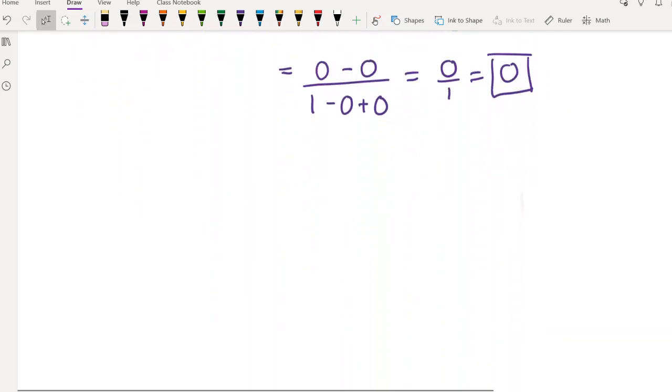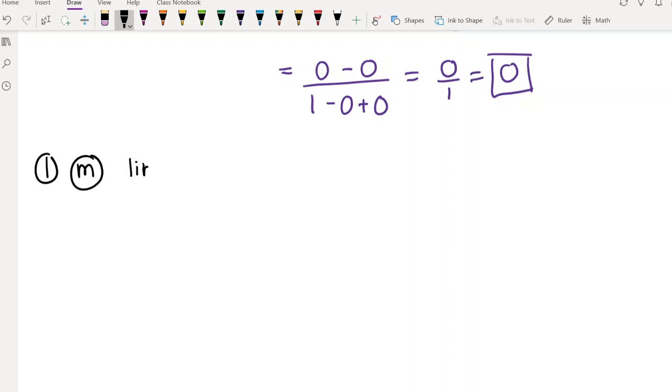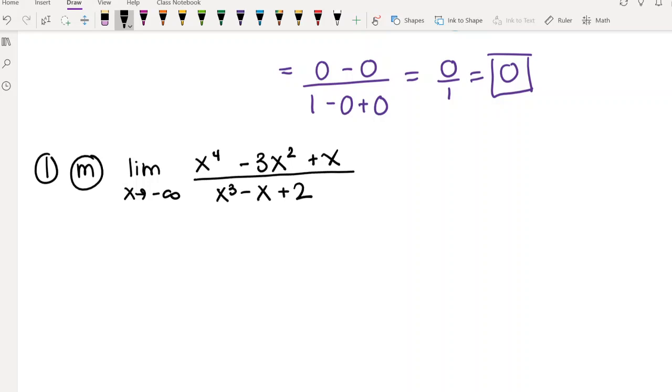Okay, so let's do the next one, which is similar in some ways, but I think it's a little bit harder. So it's a limit as x approaches negative infinity of x to the fourth minus 3x squared plus x divided by x cubed minus x plus 2.